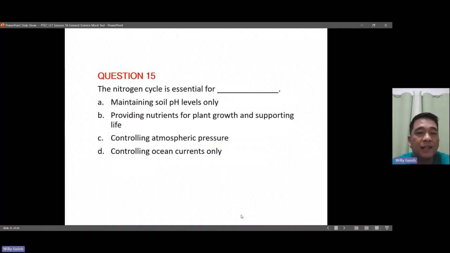15, the nitrogen cycle is essential for plant. A, maintaining soil pH levels only. B, providing nutrients for plant growth and supporting life. C, controlling atmospheric pressure, or D, controlling ocean currents only? For number 15, the correct answer is letter B, providing nutrients for plant growth and supporting life.